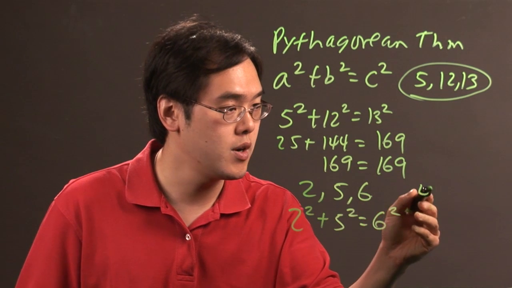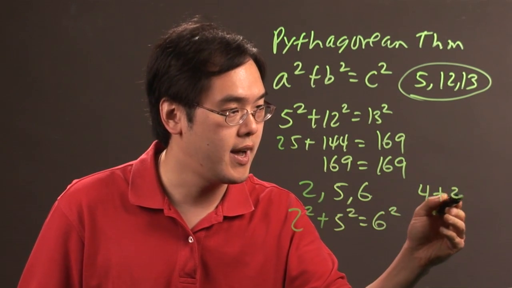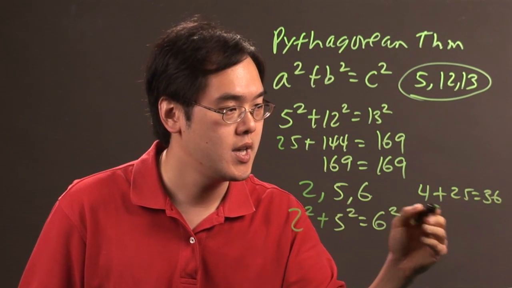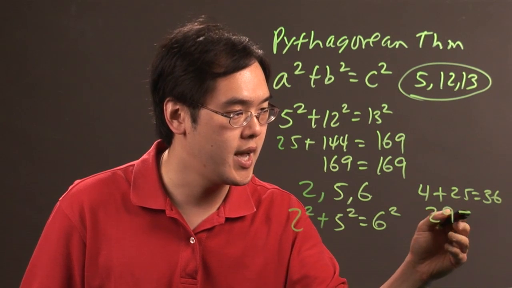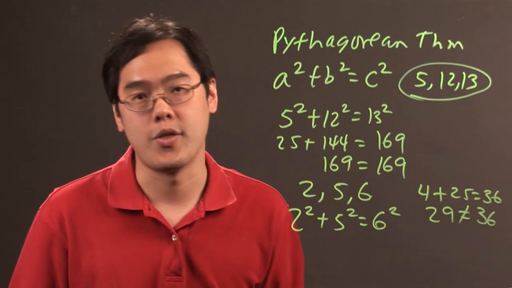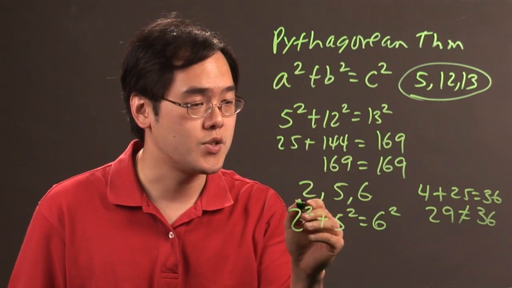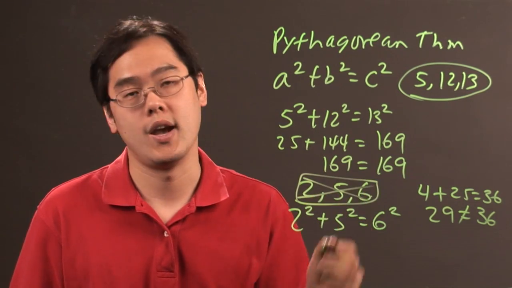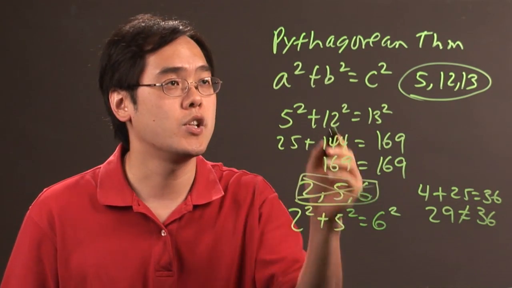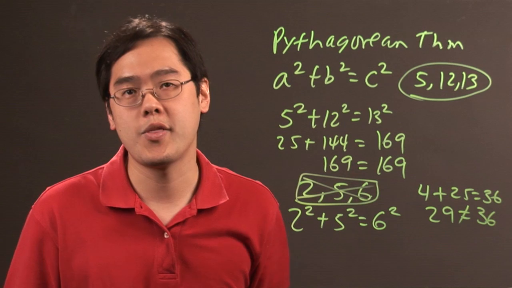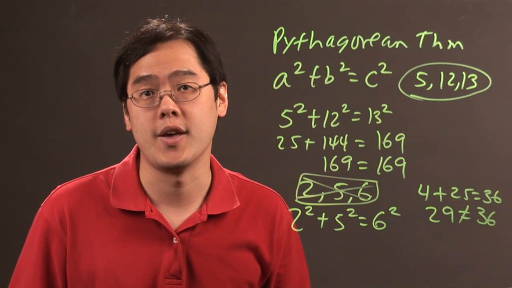Now, 2 squared is 4, 5 squared is 25, and 6 squared is 36. Now, 4 plus 25 is 29. Obviously, that's not equal to 36. So unfortunately, these three lengths do not comprise a right triangle. So as long as you plug the numbers into the Pythagorean theorem, you should be good to go to determine whether or not they're right triangles.